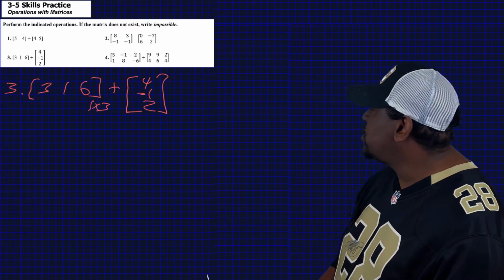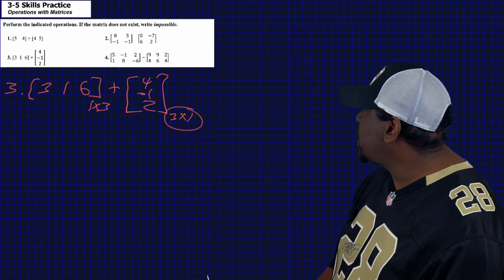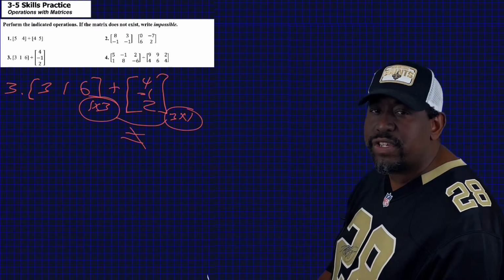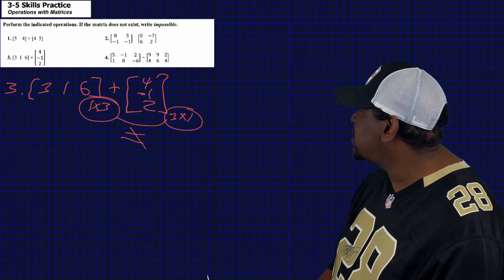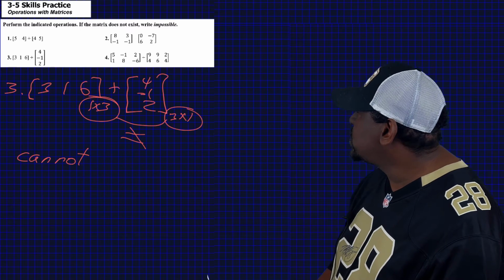Now again, the first thing we do before we do any addition or subtraction, let's write the dimensions. Dimensions of the first matrix is 1 by 3. The second matrix is 3 by 1. They're not equal, so this basically means we cannot add them. And so the answer will be impossible. They cannot be added.